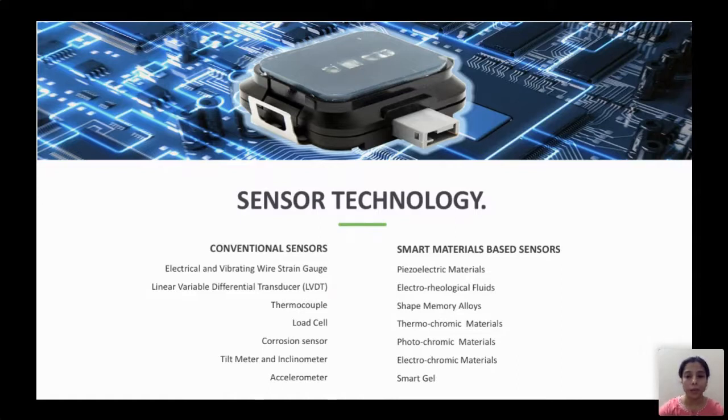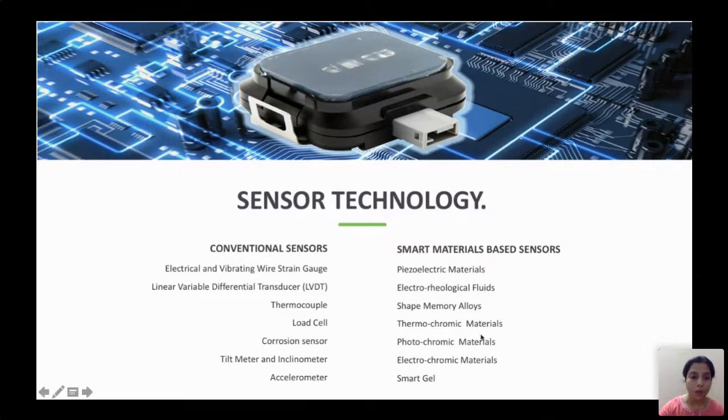But let me tell you one thing, that none of the sensors measure the structural parameters directly. However, they measure some electrical quantities. For example, most of them measure voltage. So that voltage is actually calibrated to give you the structural parameters in terms of strain, deflection, temperature, corrosion, and so on. So the most important thing here is the calibration constant.